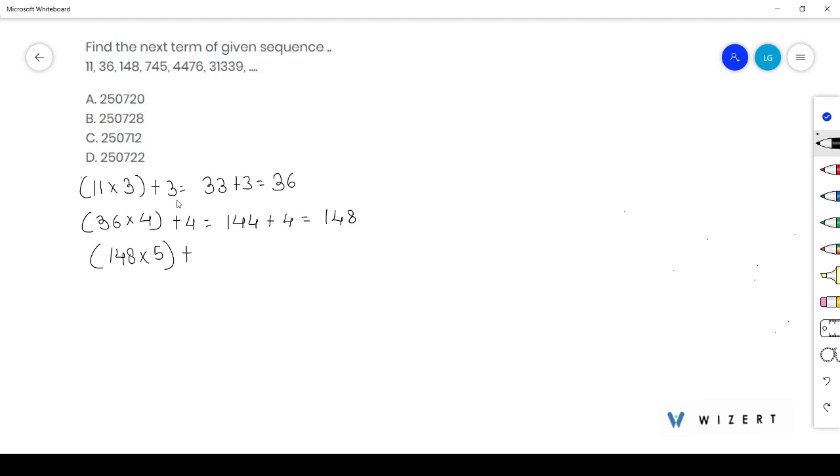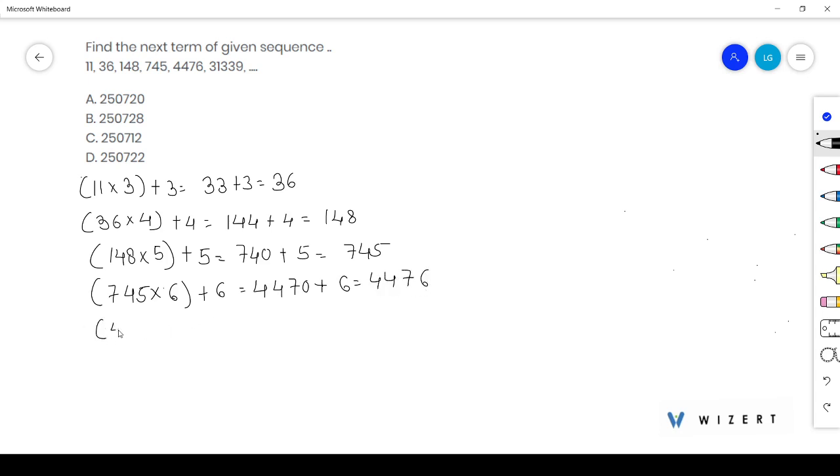Then adding the numbers by increasing 1, 3, 4, after that we need to add 5, so we will get the next term, that is 740 plus 5, so it is 745. Then 745 into, after 5 we need to multiply by 6, so 745 into 6 plus 6, 4470 plus 6, so it is 4476.